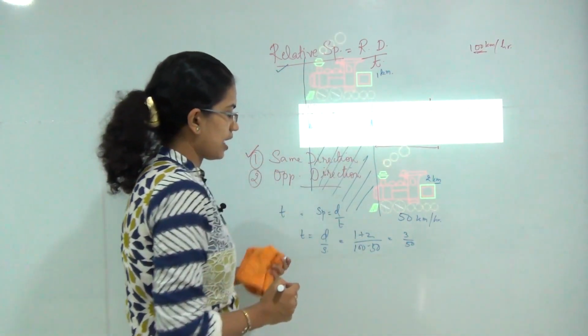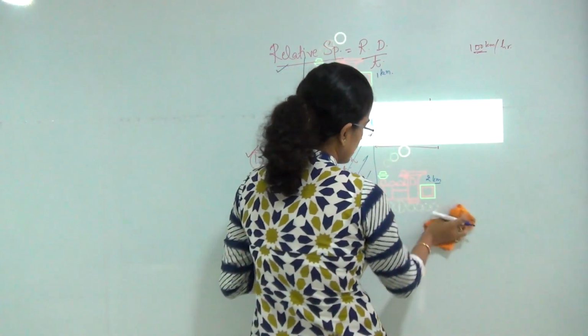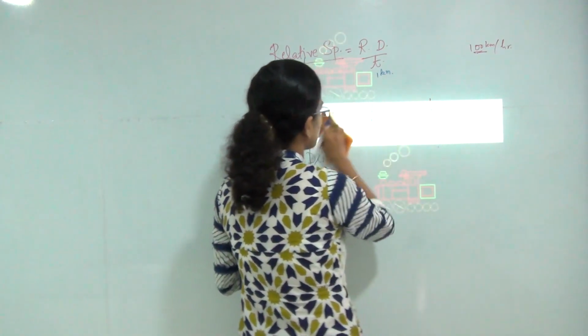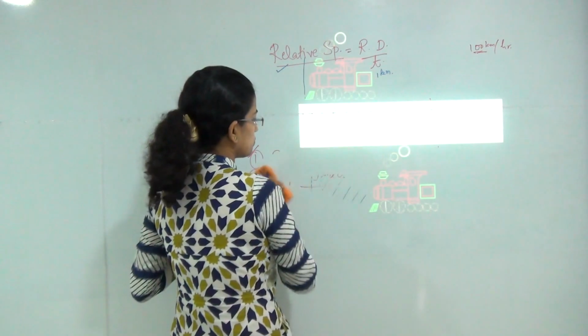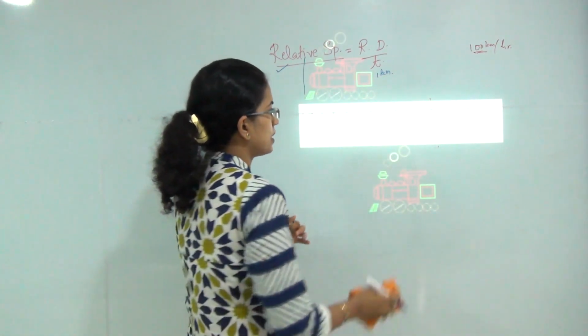So that would be the total time taken for the faster train to cross the slower train. So this was the case when we were discussing the two trains moving in the same direction.